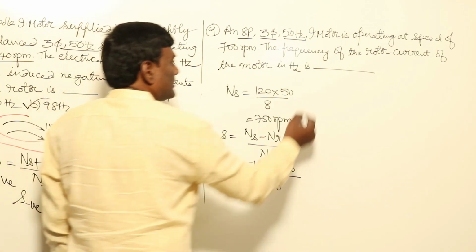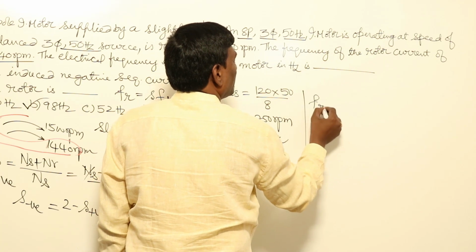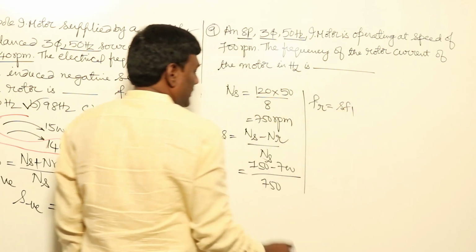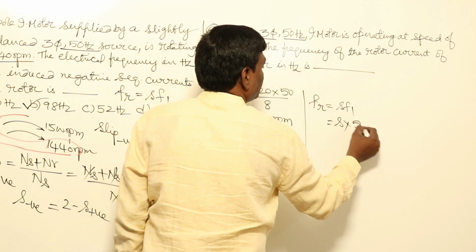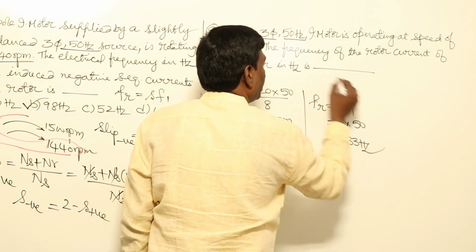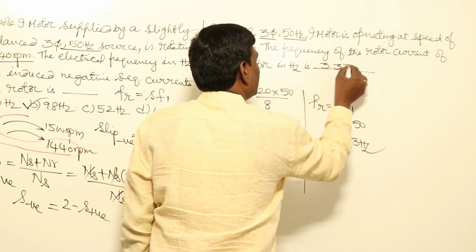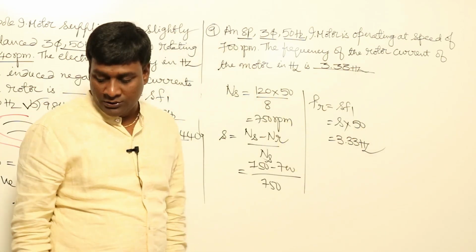Now what is the frequency of the rotor current? The frequency of the rotor current equals S into F1. S you calculated here, and F1 is 50 Hz. It will give you 3.33 Hz. Actually, it is a numerical question.